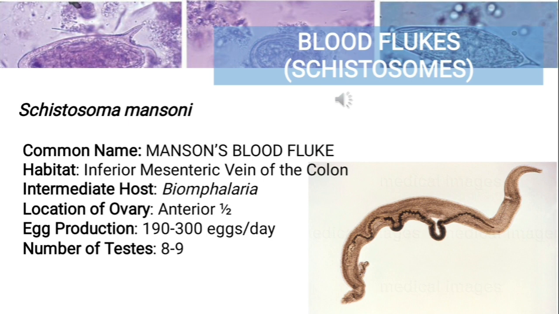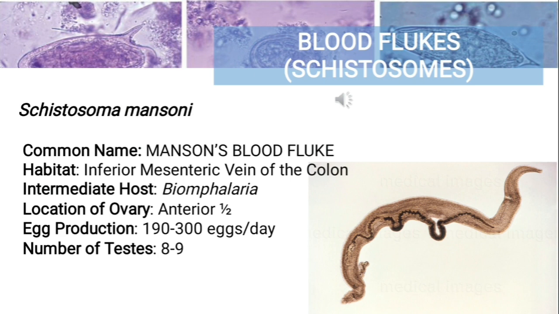And we are done with our Schistosoma japonicum. Let us proceed with the next schistosome, which is Schistosoma mansoni. Common name is Manson's blood fluke. The habitat is the inferior mesenteric vein of the colon.